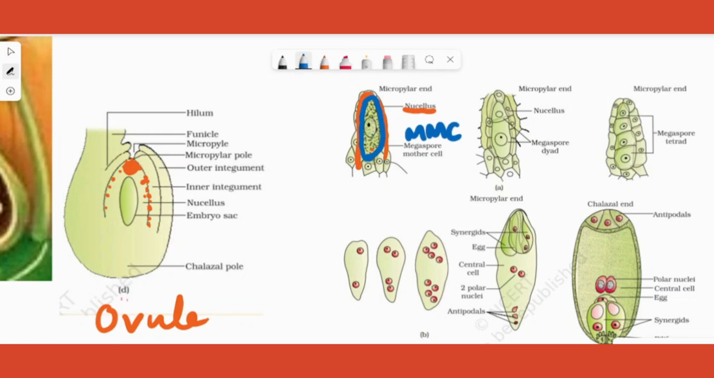Further, you know the entire process. MMC undergoes meiotic division, and you get 4 cells. What will the 4 cells be called? The 4 cells will be called the megaspore cells. But will all of them become megaspores? No. In the case of microsporogenesis, I hope you remember, you got 4 microspores, and all 4 microspores became pollen. Here it is not like that. Instead, among the 4, 3 will disintegrate and only 1 will become the megaspore. That's the only difference here.